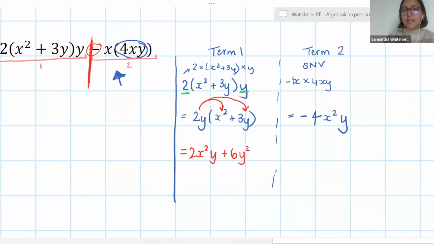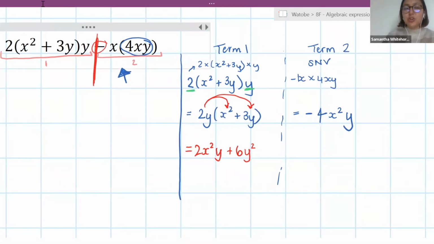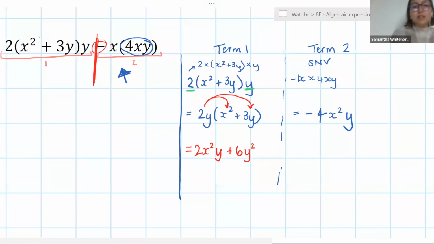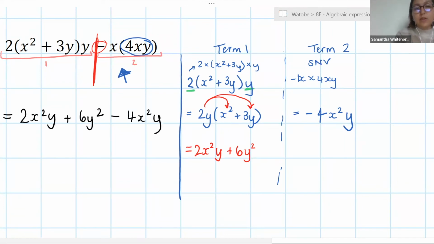What you've done there is you've now simplified each term. So now we can take our answers that we got and write them down. So 2x squared y plus 6y squared minus 4x squared y. And all of those terms have come from multiplying or simplifying each of those terms.